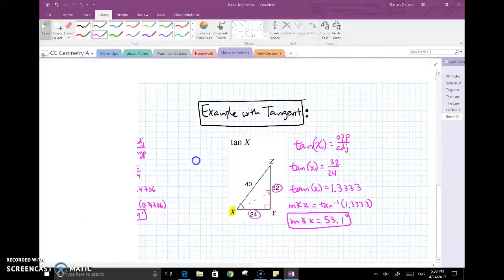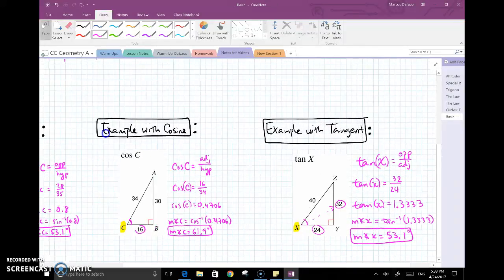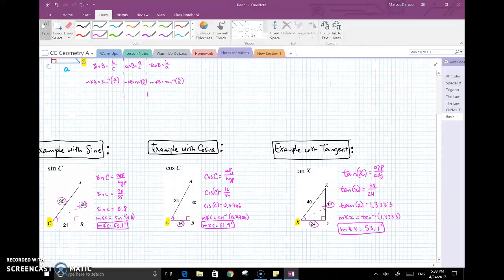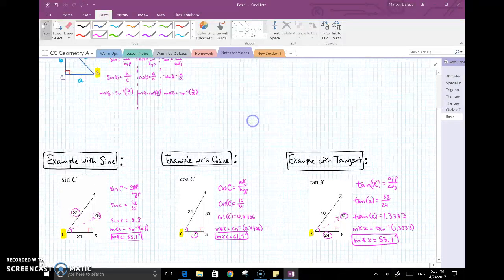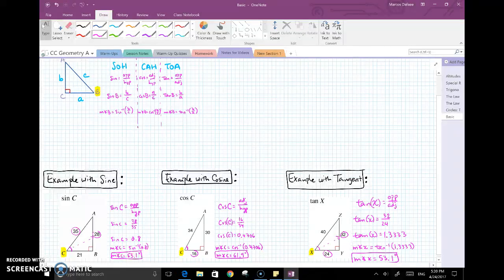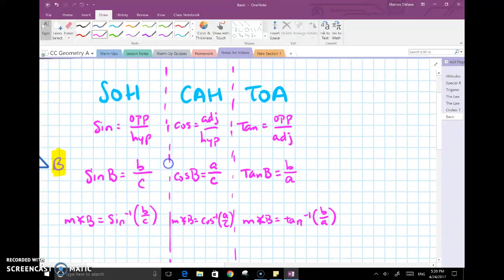So I hope this video helped you out. Make sure that you set it up correctly. That's key here, setting it up correctly. One thing that could help you out is if you just go by SOHCAHTOA, which is right over here. SOHCAHTOA really is a good way of remembering the correct arrangement of these sides as they relate to sine, cosine, and tangent.